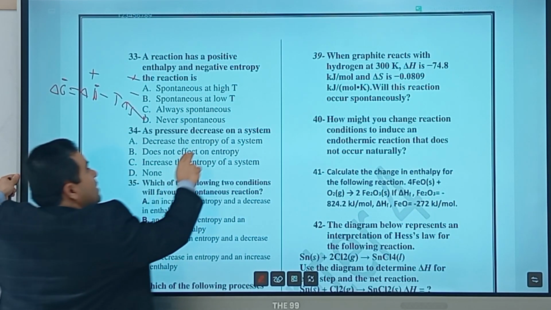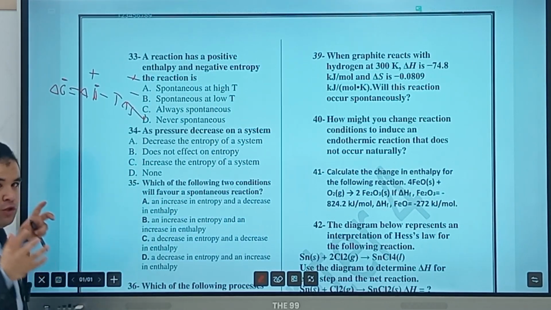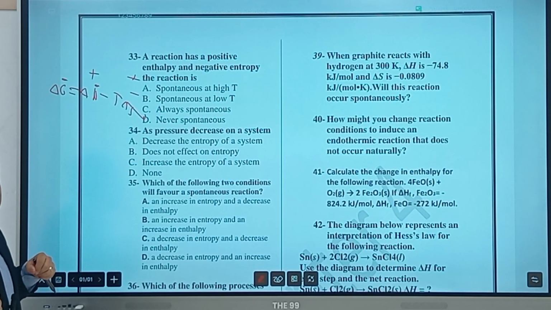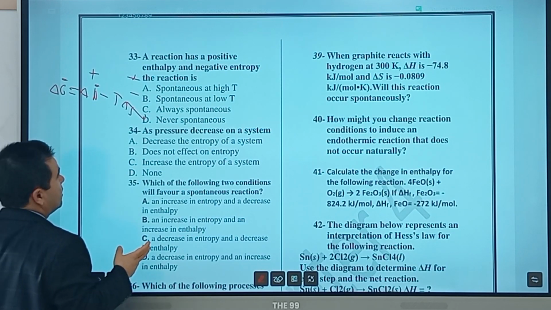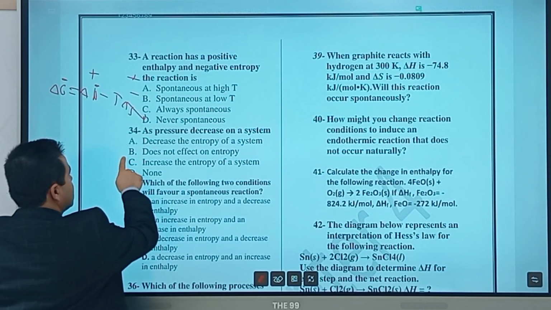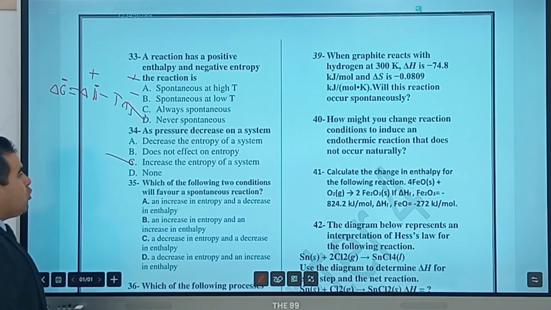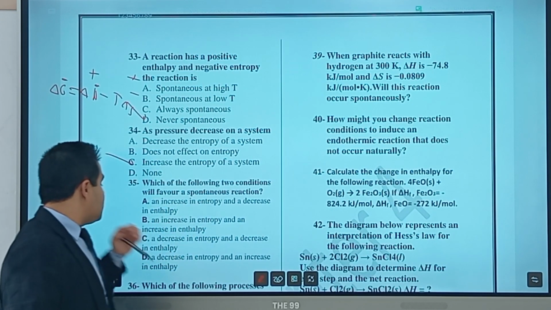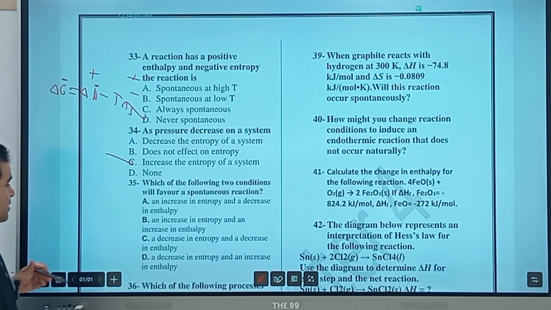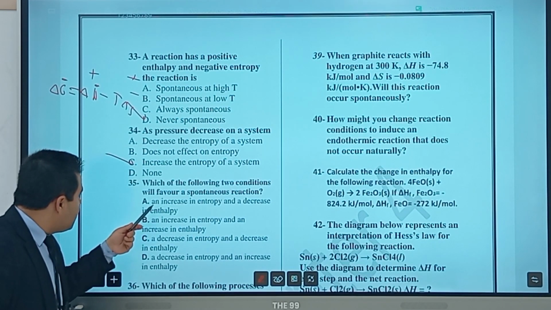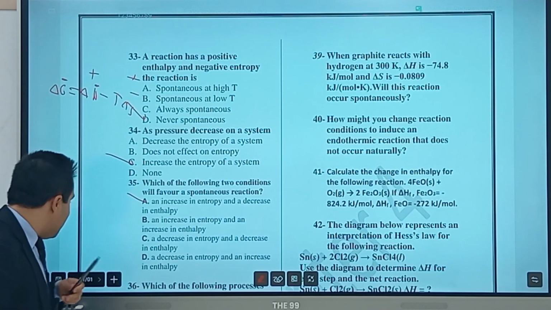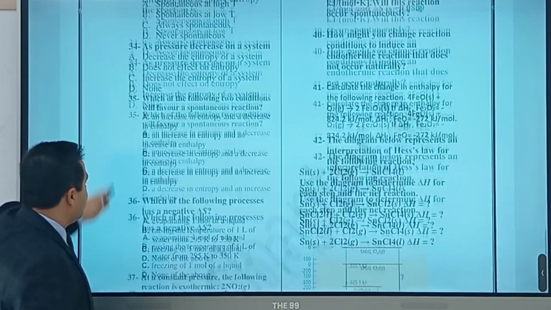As pressure decreases on a system, there will be more movement of particles, so what will happen to the entropy? It increases the entropy of the system. Which of the following two conditions will favor a spontaneous reaction? To favor a spontaneous reaction, of course, an increase in entropy and a decrease in the enthalpy. A is the correct answer.